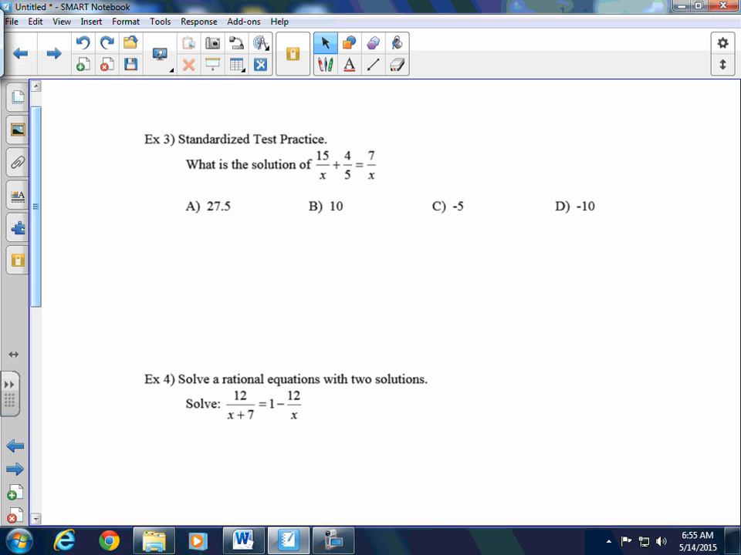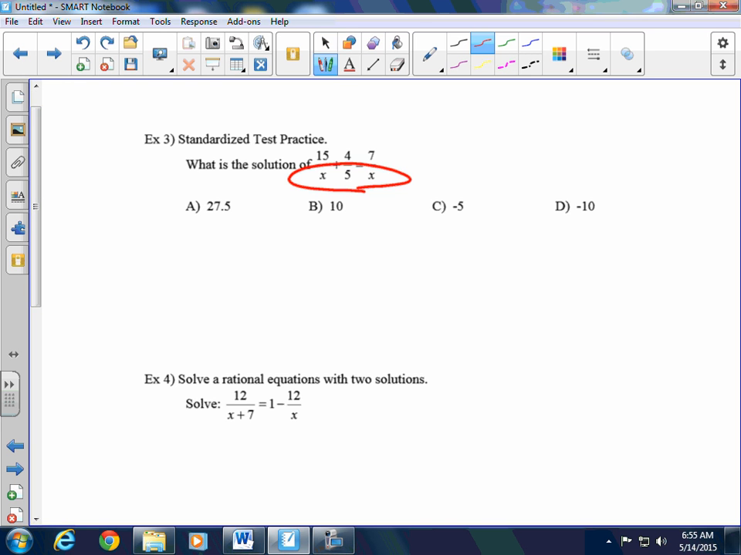Now the next example we're going to look at is example 3. Now if we look at the difference here, now we have 2 fractions on one side of the equation and only 1 fraction on the other. Well, if we have 2 fractions on one side of the equation, we can no longer use cross multiplication. So what we're going to need to do is get a common denominator. So if we look at these, I can see that my common denominator is going to be 5x. So I'm going to get a common denominator between every one of my fractions.